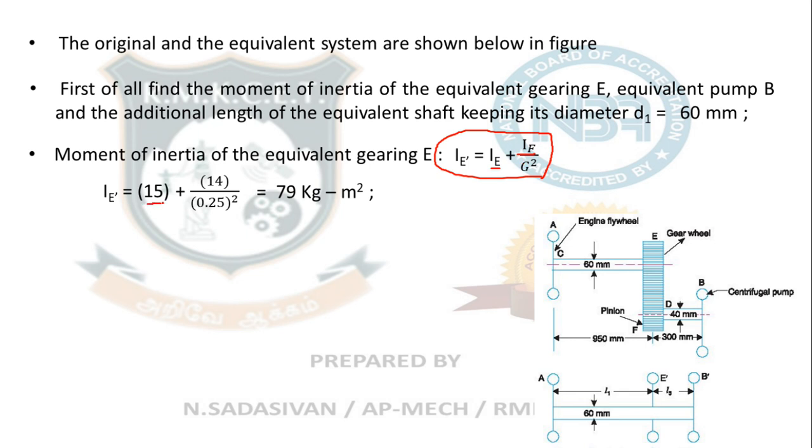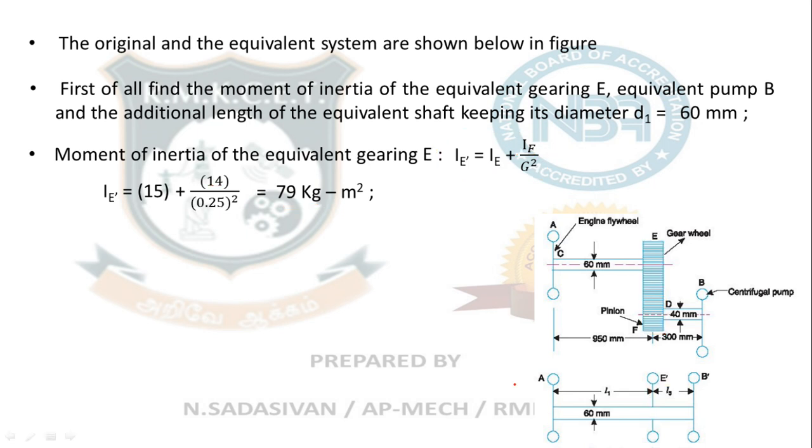So 15 is the moment of inertia of the driving gear, and 14 is the moment of inertia of the driven gear. Gear ratio is 1 by 4, which is 0.25. If you solve this, you will get 79 as the moment of inertia of this setup. Equivalent gearing: what is equivalent gearing? It is replaced with a rotor here, which has a moment of inertia of 79. It creates an equivalent amount of torsional disturbance in this equivalent shaft.